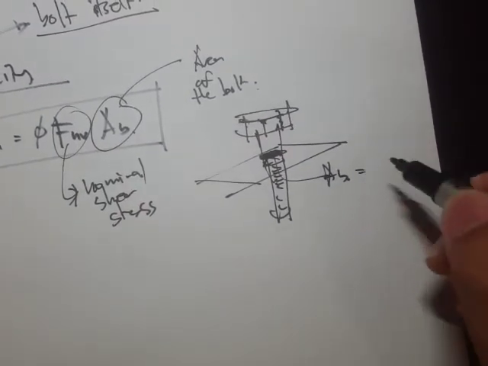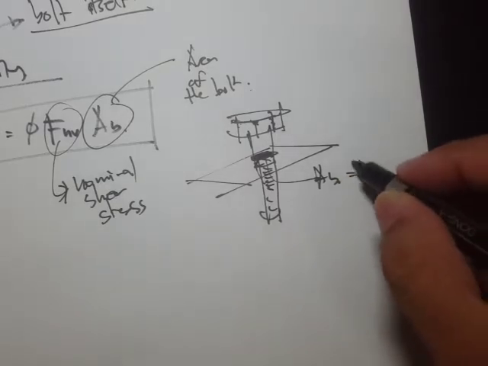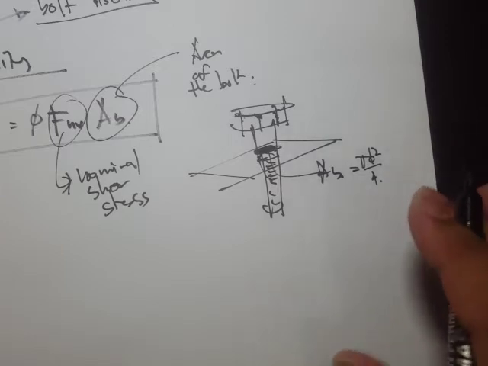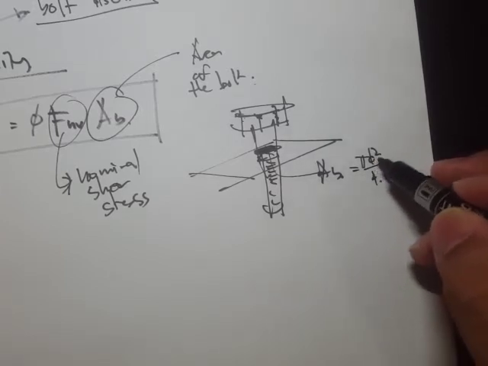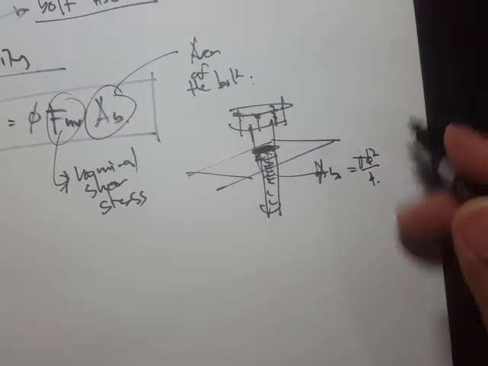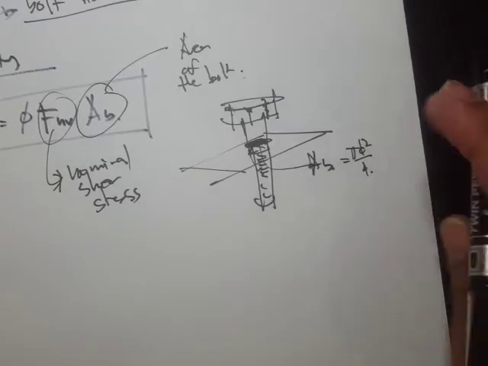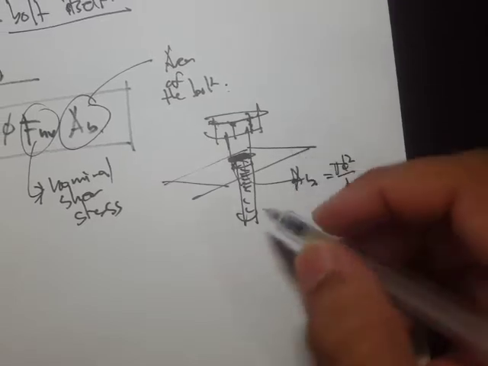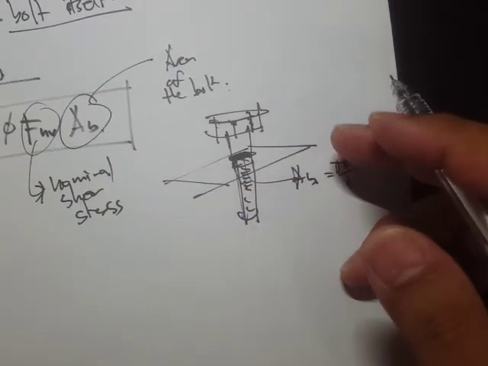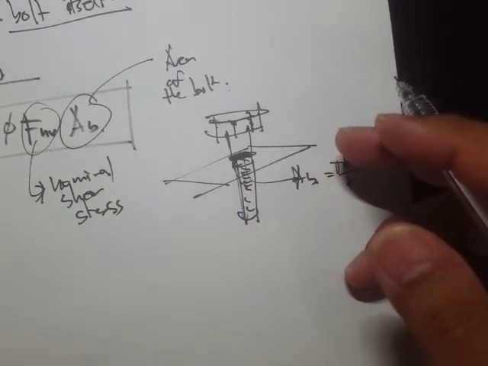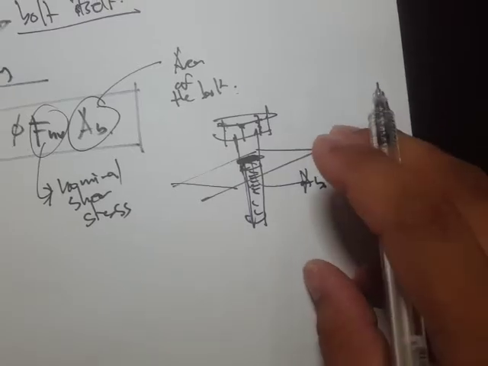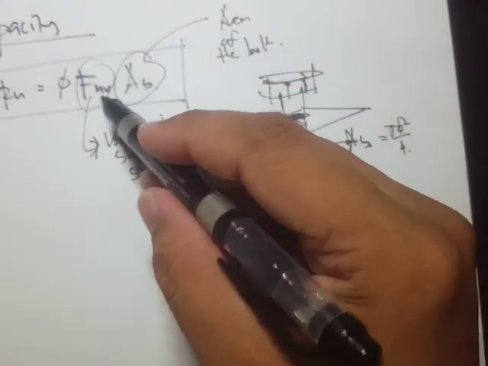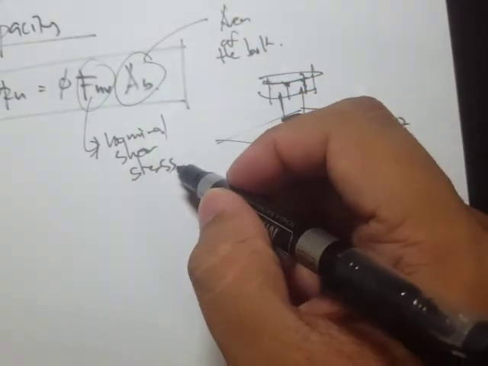So basically, this area of the bolt is simply pi d squared over 4, and of course that's going to be the nominal diameter. Again, when I say nominal diameter, it's just a way of specifying the material, although the actual geometry may not be the same as the specified ones. Now, what is this nominal shear stress or shear strength?